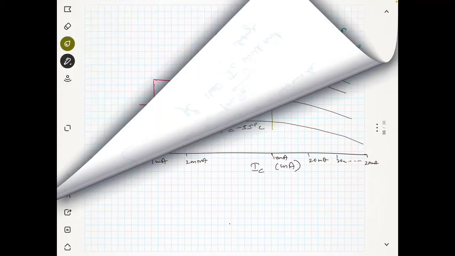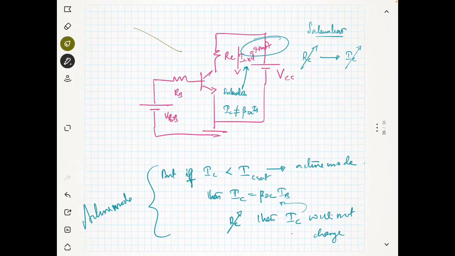We have seen one kind of biasing. This kind of biasing we call the fixed bias. This is a biasing technique, that means giving the power supply. In this biasing technique, you need a power supply here and you need a power supply here. So there are two power supplies.